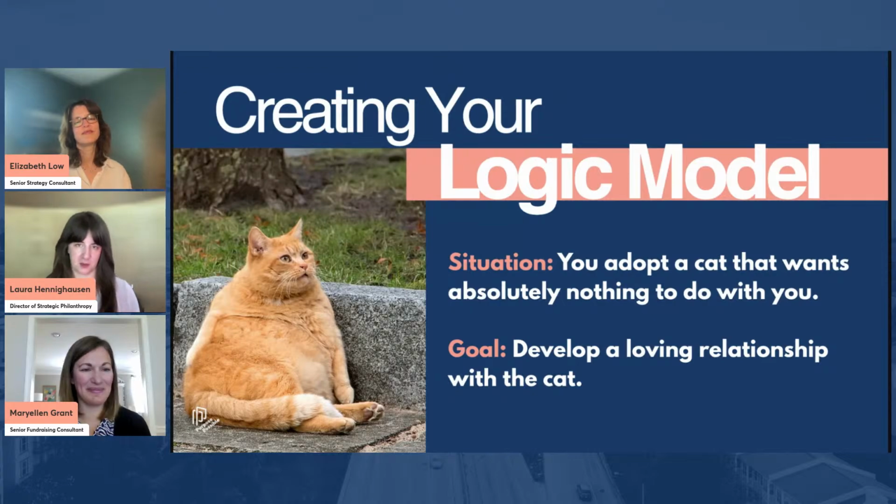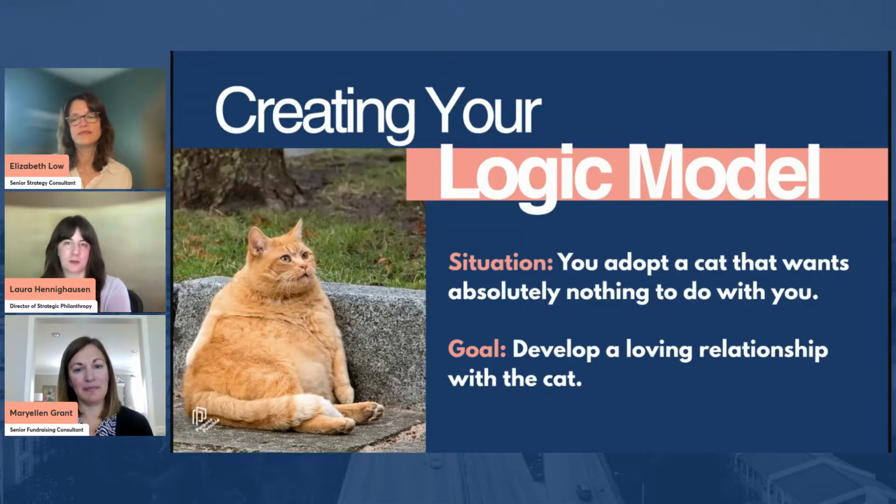So here's our situation, and this is what we're going to map out. We've adopted a cat, this lovely orange kitty here. The cat wants absolutely nothing to do with you. And we know that our goal is to develop a loving relationship with that cat. We want the cat to like us, right? So we are going to map out a logic model of what we're going to do to reach that ultimate outcome, that ultimate impact of having the cat like us.